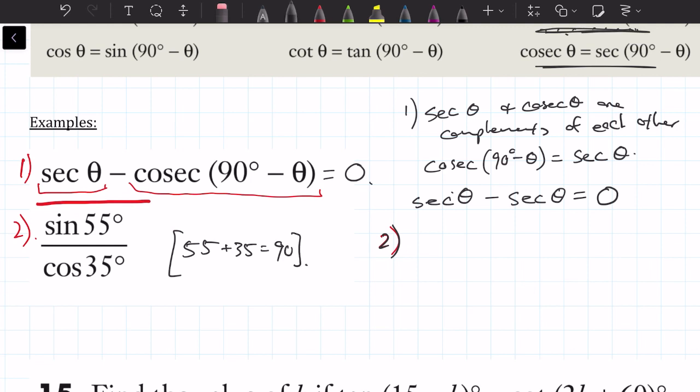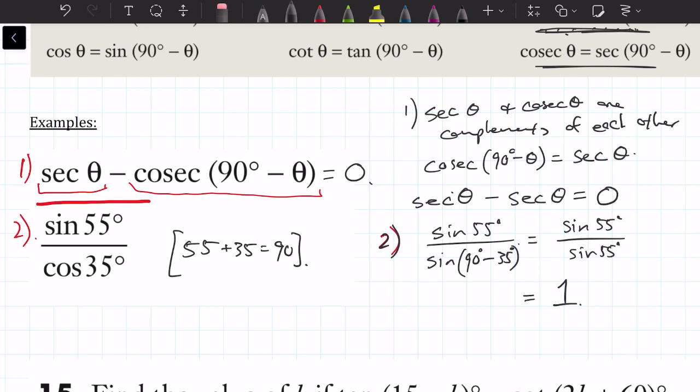And so as we go along, we can rewrite one in terms of the other. So it becomes sine 55 over sine of 90 minus 35. That's what cos 35 will become. And we see fairly clearly that it's sine 55 over sine 55. And that's equal to just 1, which is what we get.